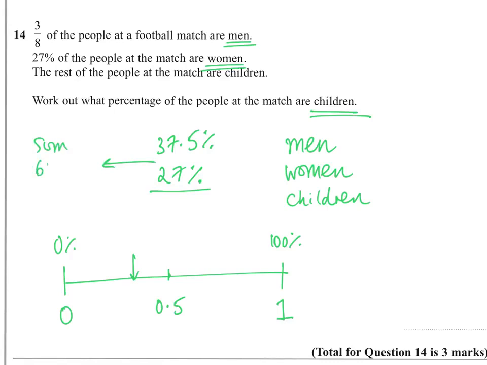So the sum would be 64.5, and then you would know that what was left would be 100 minus 64.5. So I'll do 100 take away 64.5, and we get 35.5%. And then I think if I had time, I would probably just add these three things up and hope that they make 100, and then I would definitely move on to the next question.